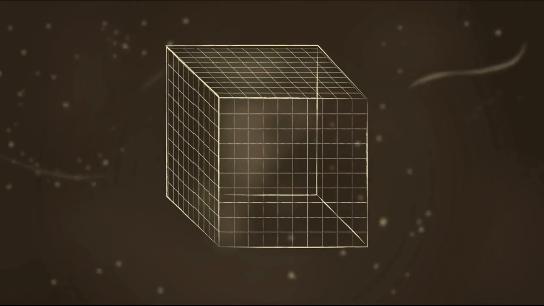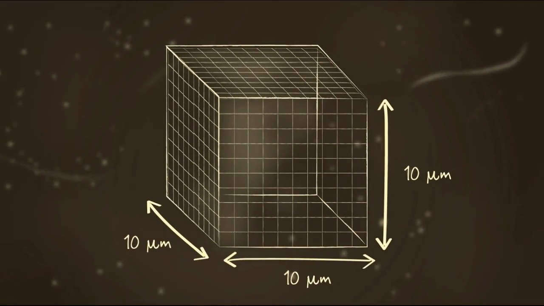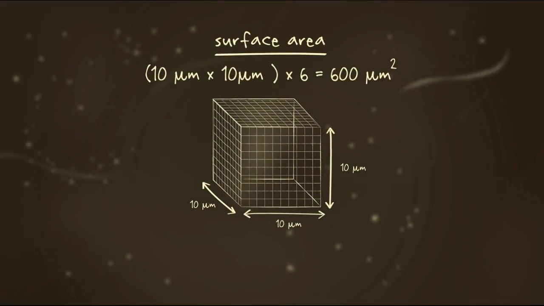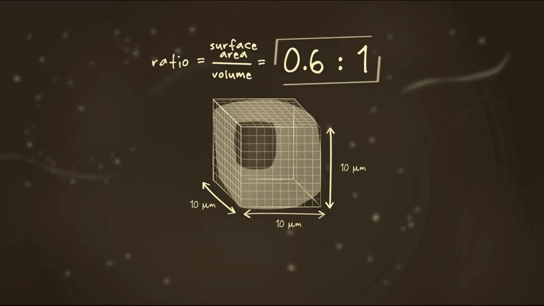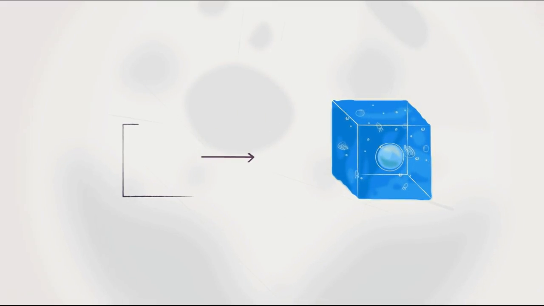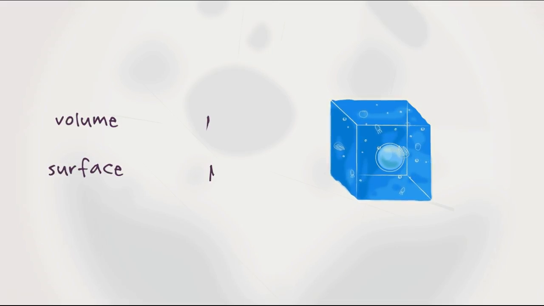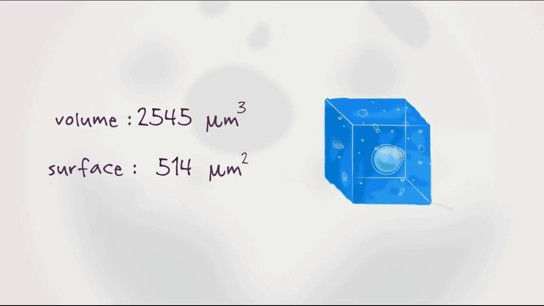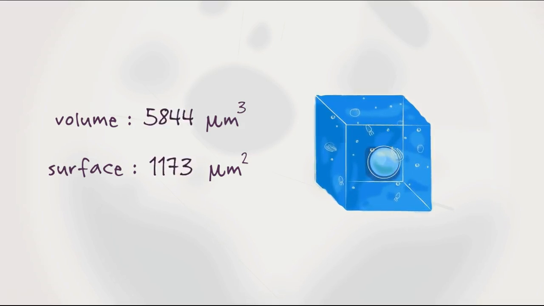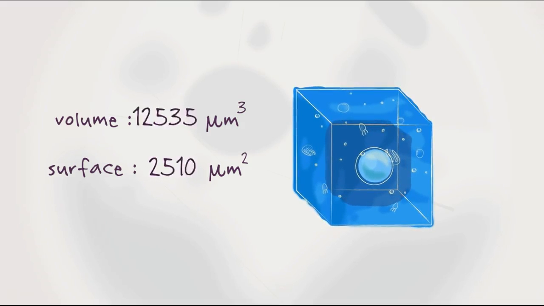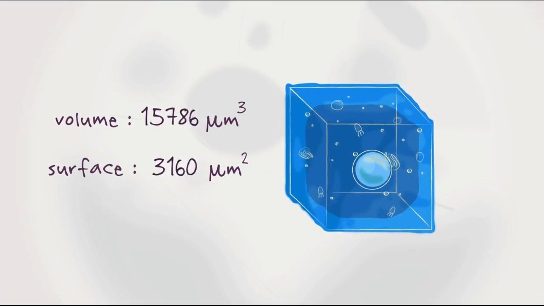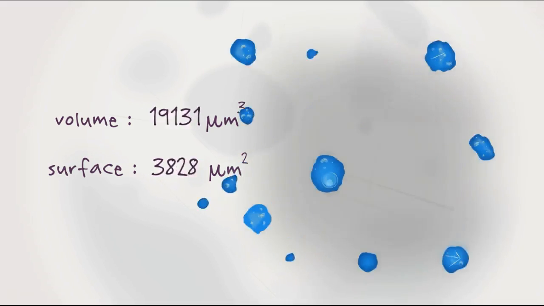But things change dramatically if we make the cube 10 times bigger, measuring 10 micrometers on each side. This cell would have a surface area of 600 square micrometers and a volume of 1,000 cubic micrometers, a ratio of only 0.6-to-1. That's less than 1 unit of surface area to service each unit of volume. As the cube grows, its volume increases much faster than its surface area. The interior would overtake the membrane, leaving too little surface area for things to quickly move in and out of the cell. A huge cell would back up with waste and eventually die and disintegrate.